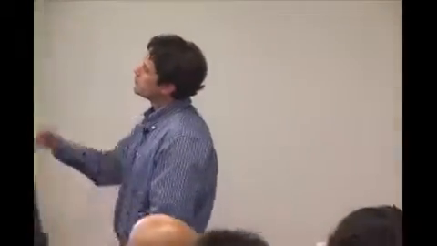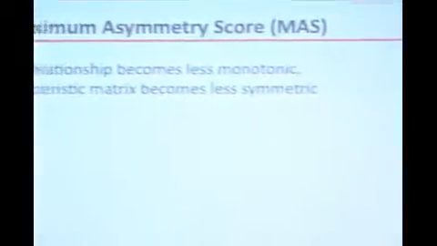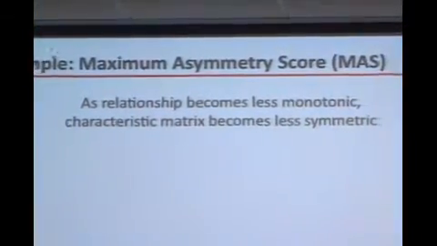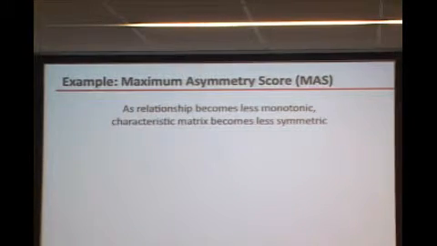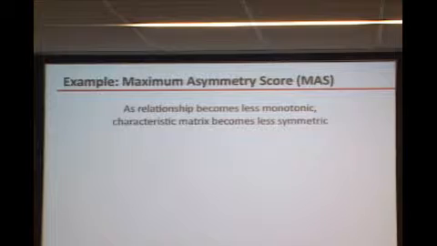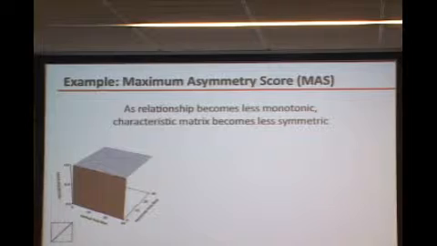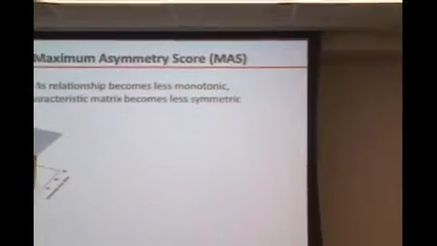Okay, so an example is the maximum asymmetry score. So that's sort of saying, how does the grid, when we look at 2 by 4, differ from how we're looking at it when it's 4 by 2? Right? So we look at those pairs, 2, 4, 4, 2, 2, 5, 5, 2, 3, 5, 5, 3, and so on. And the point is that as the relationship becomes less monotonic, the characteristic matrix becomes less symmetric. Right? So you get bigger and bigger maximum asymmetry scores, the less monotonic it is.